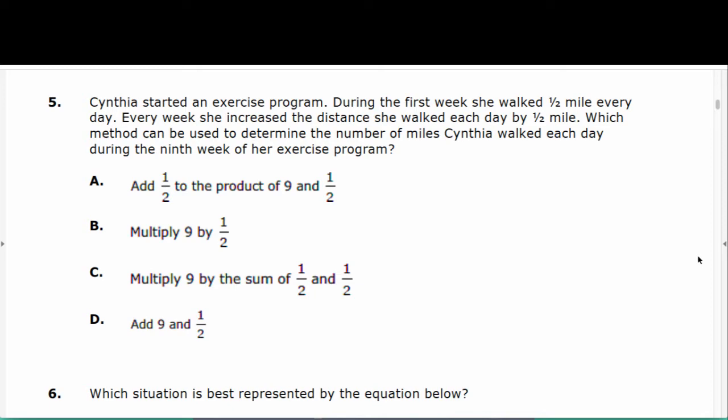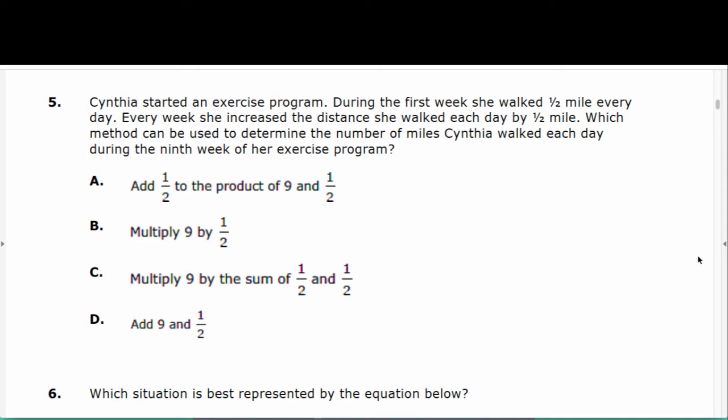Question 5. Cynthia started an exercise program. During the first week, she walked 1/2 mile every day. Every week, she increased the distance she walked each day by 1/2 mile. Which method can be used to determine the number of miles Cynthia walked each day during the 9th week of her exercise program?